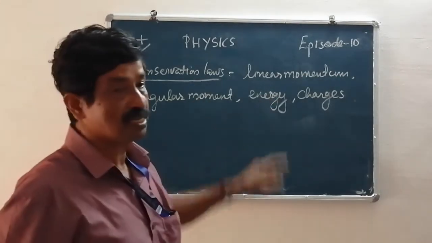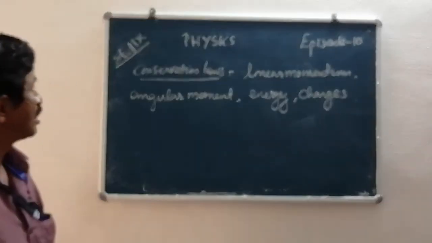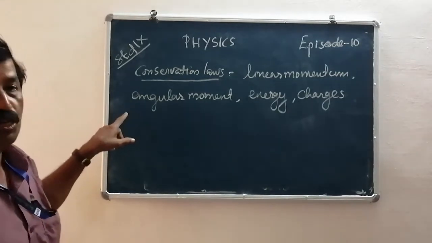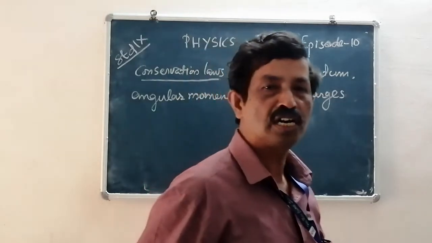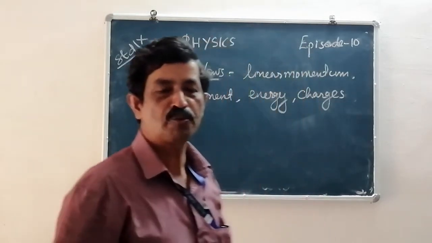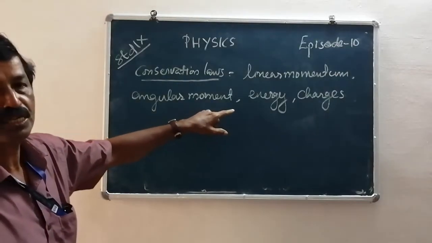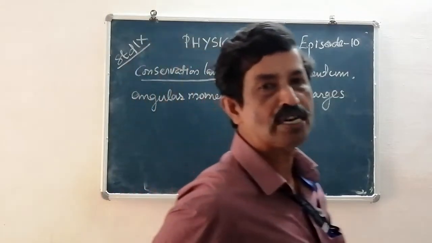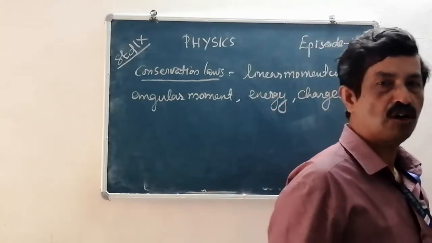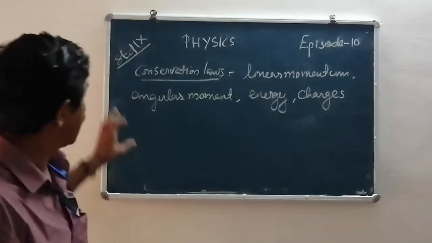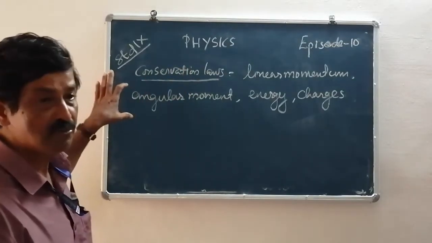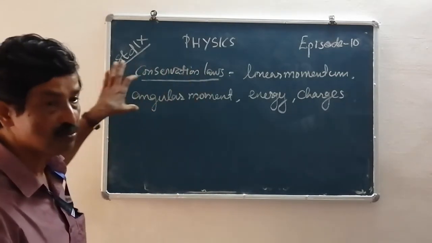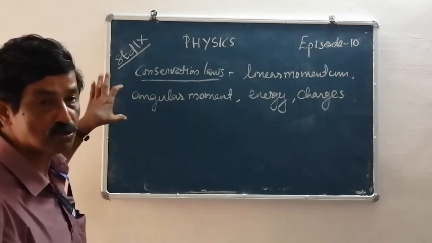These are the basic or fundamental laws in physics. These laws we can observe and also experimentally verify, but we cannot prove them. That means conservation laws are fundamental laws. We can observe them and find them out through experiment, but we cannot prove them experimentally.